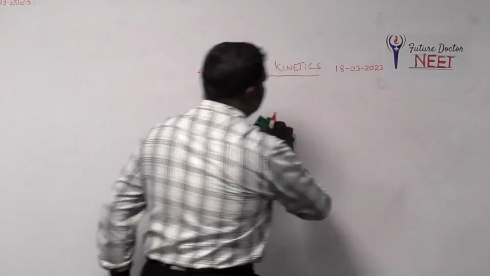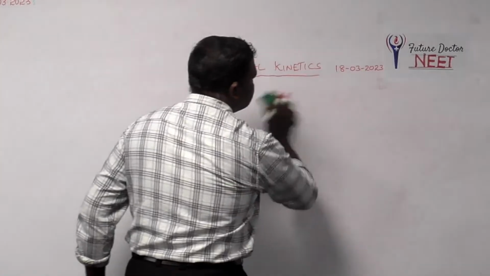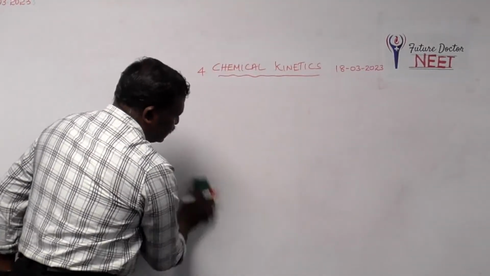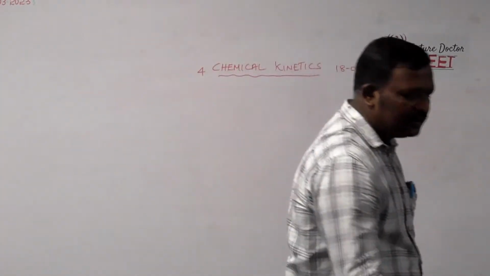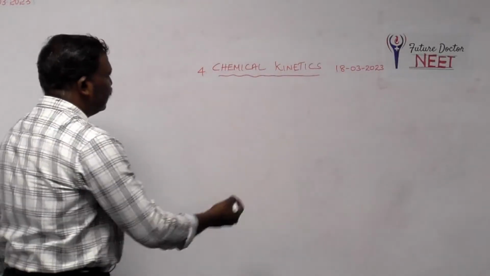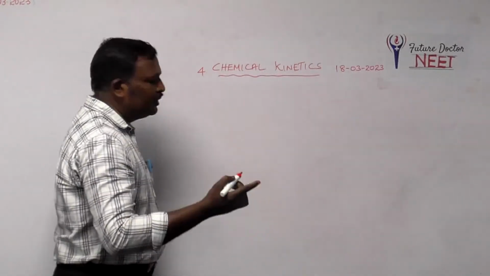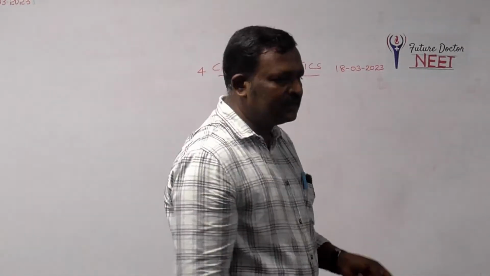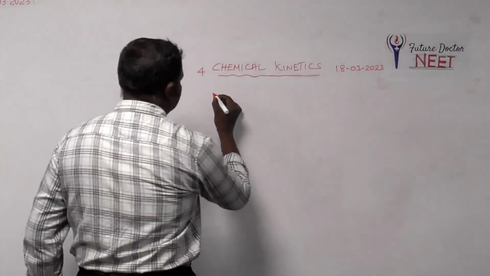Done. That's all. These are the important terms. Then one more thing you write. How many terms do we write? Seven. Okay, one more term.